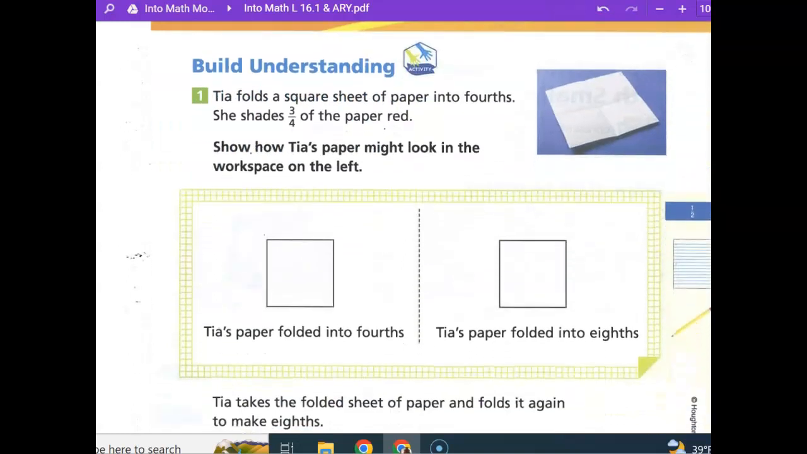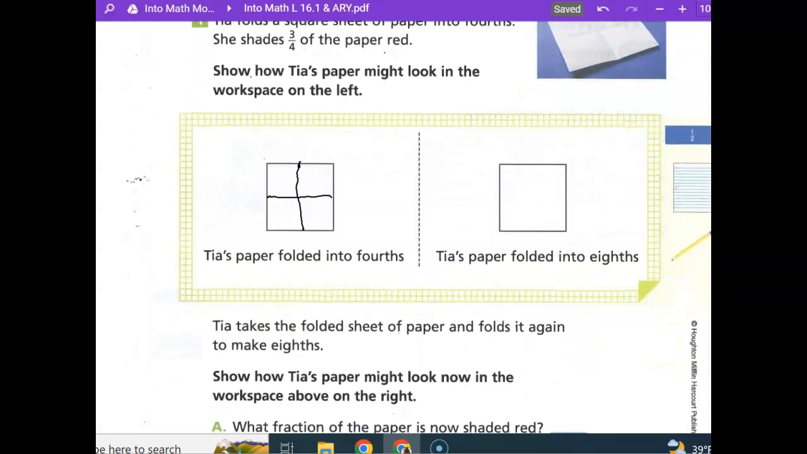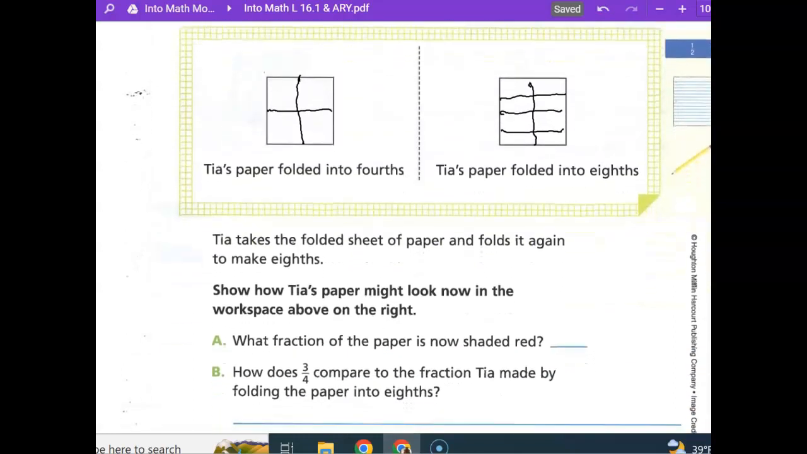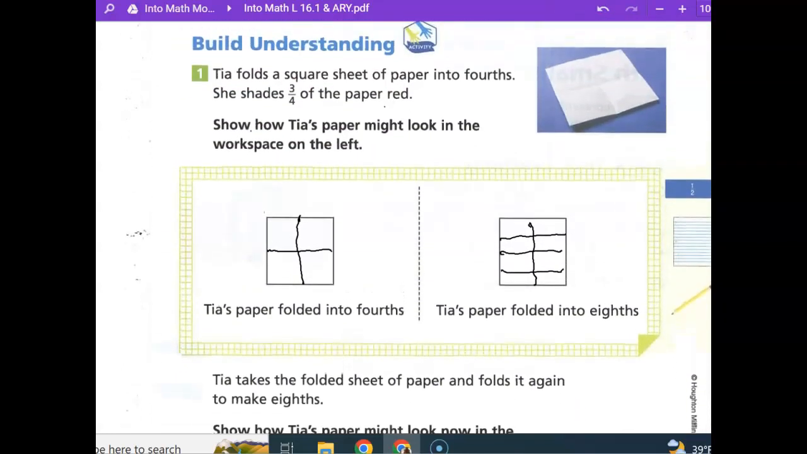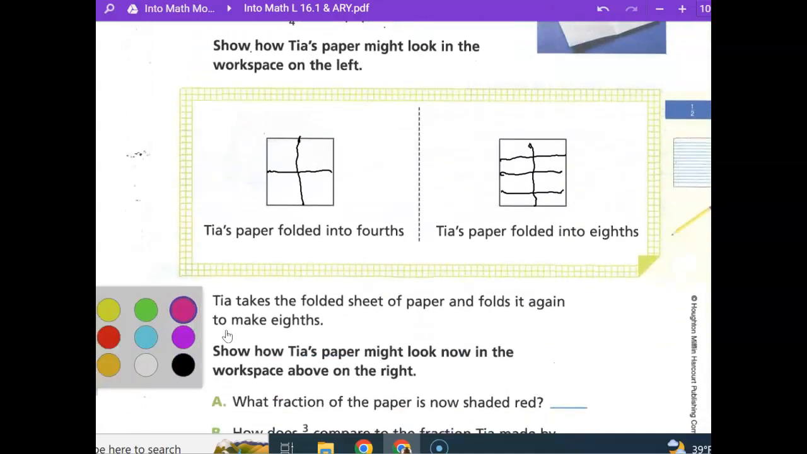Tia folds a sheet of paper in 2/4. If you look at your drawing, you can see how she might have folded her paper, just like we've been doing. Okay. Tia makes a folded sheet of paper and folds it again into eighths. So if we divide each of those, we have 8 pieces now. Show how Tia's paper might look on the workspace to the right. What fraction of the paper is now shaded red?